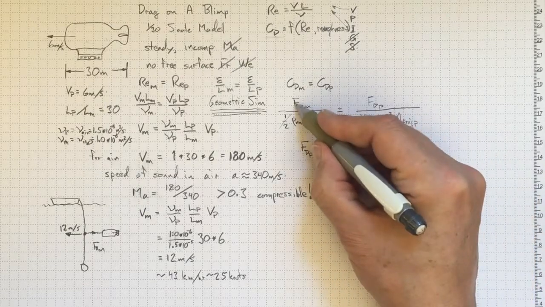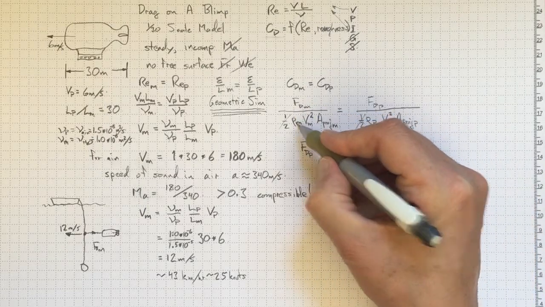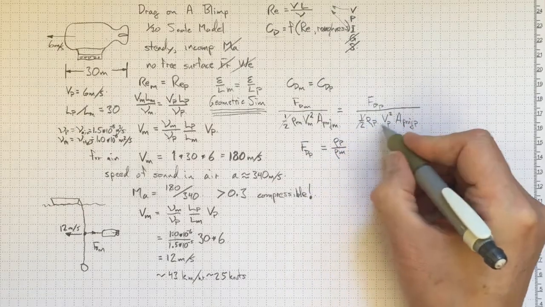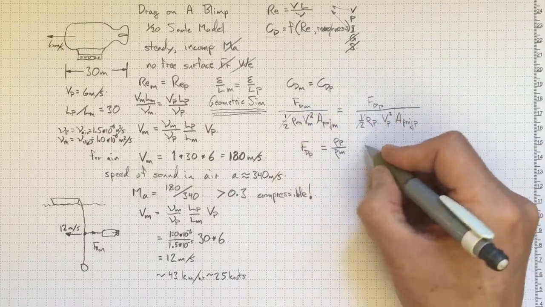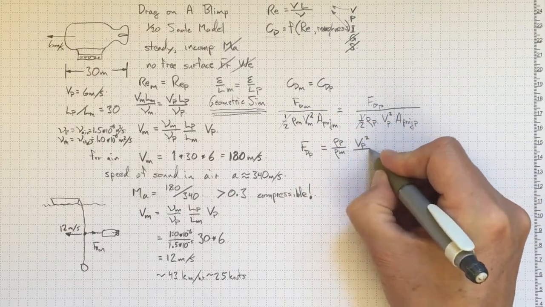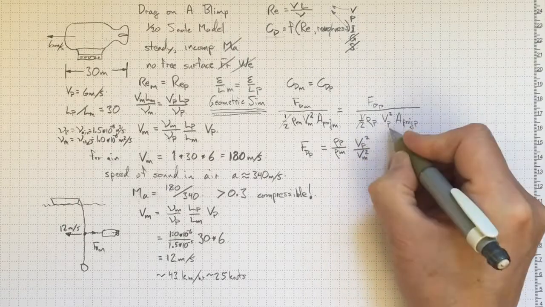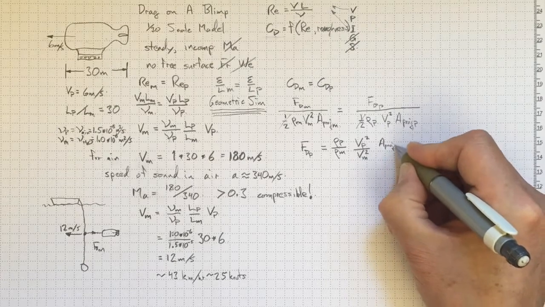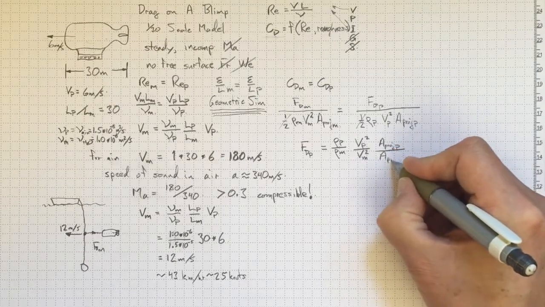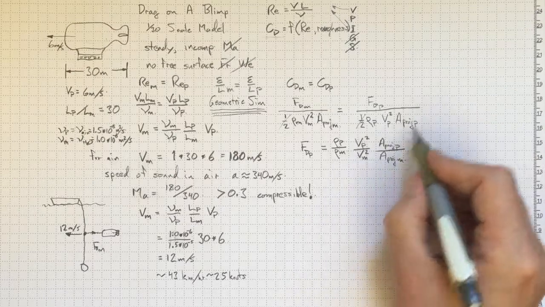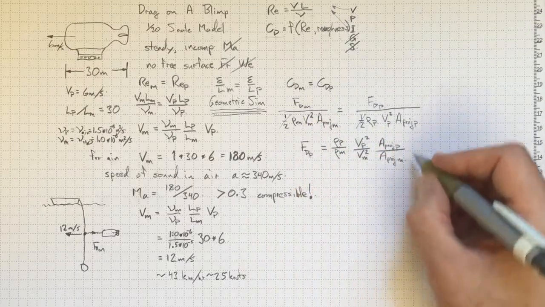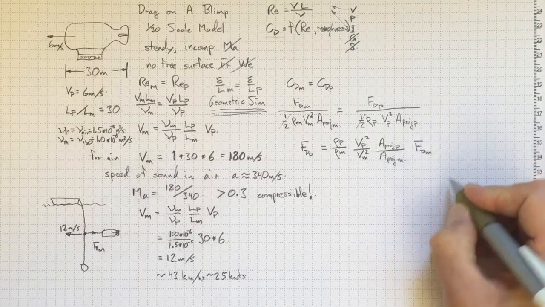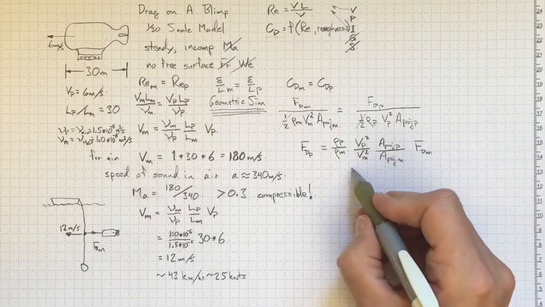We'll wind up with the density of the prototype divided by the density of the model, times the velocity of the prototype squared divided by the velocity of the model squared, and the area of the prototype, projected frontal area, divided by the area of the model. Those are all of the factors that will adjust the force, and then we'll just multiply by the force of drag on the model. Well, we need to know some of these values.